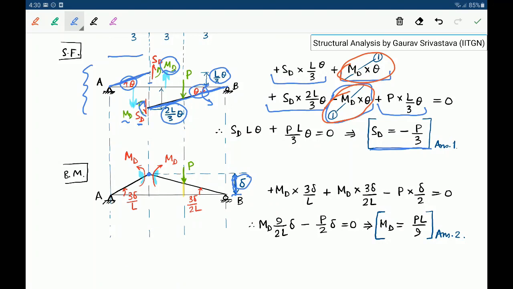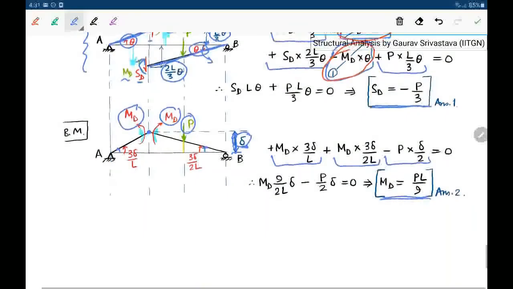And now, once we define this as delta, from geometry we can find out what are the angles at which the left and the right spans have moved. And then we can write the principle of virtual work again. So plus MD times 3 delta by L, this is due to bending moment of the left portion, plus MD times 3 delta by 2L, this is the work done of the right portion bending moment. Okay, minus P delta by 2, this is the work done due to the applied force, and eventually then we get MD equals PL by 9.